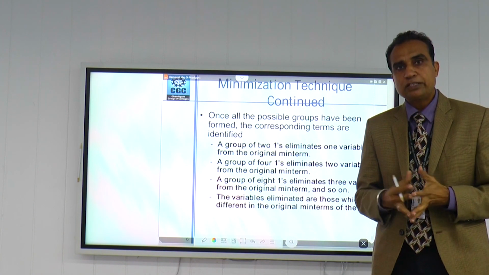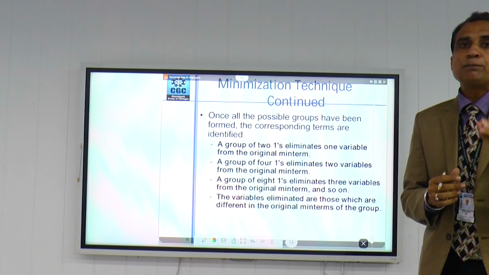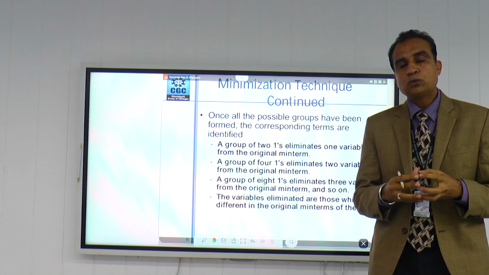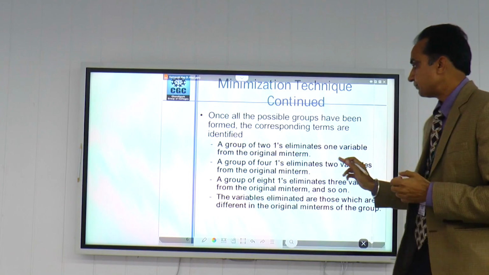What is the use of elimination of the variables? By eliminating the variables, we get a simplified equation. A simplified equation means we can implement that circuit with a lesser number of hardware components.